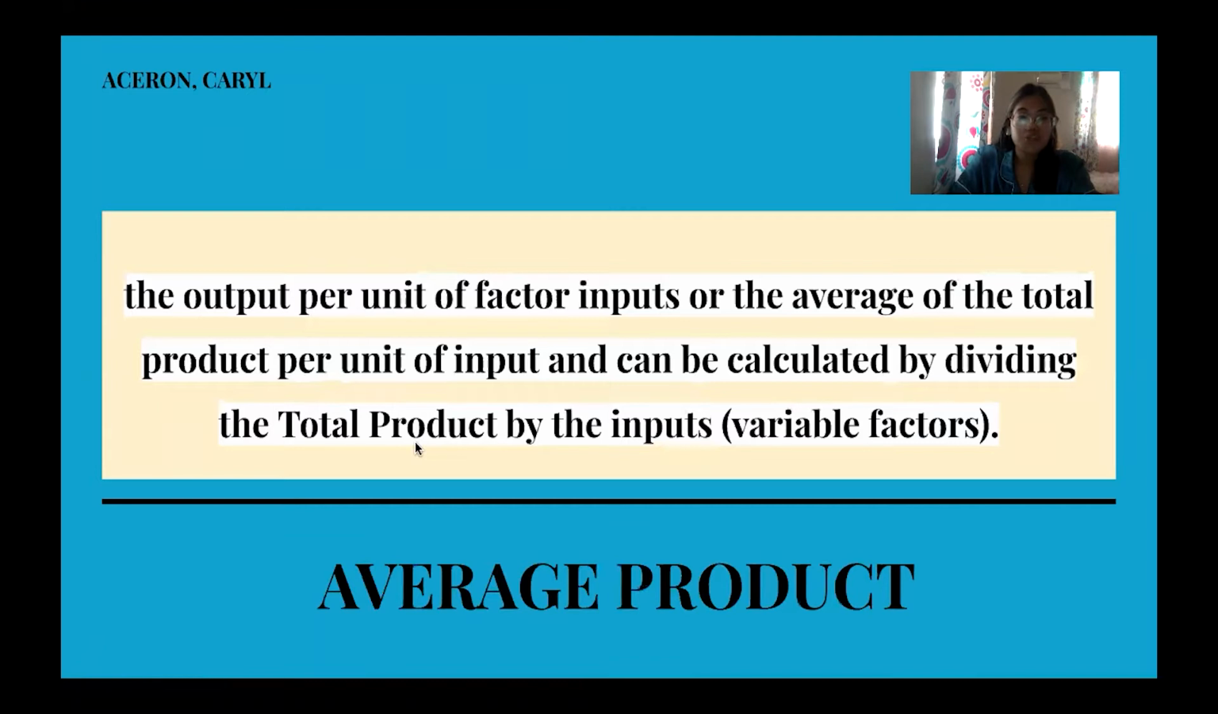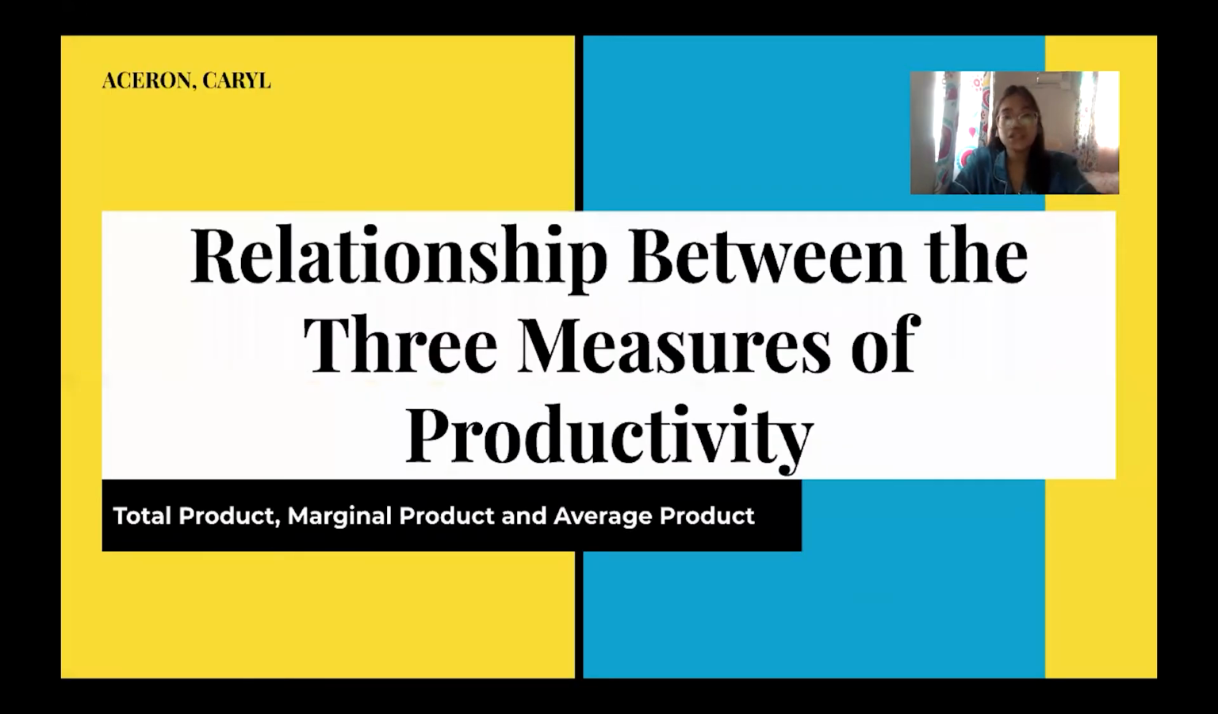Lastly is the average product. The average product is the output per unit of factor inputs, or the average of the total product per unit of input, and can be calculated by dividing the total product by the inputs. In the next slide, we can see the relationship between these three measures of productivity.